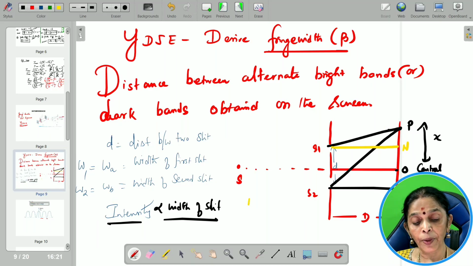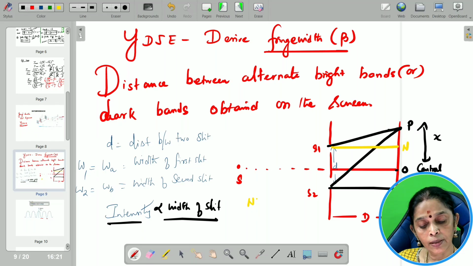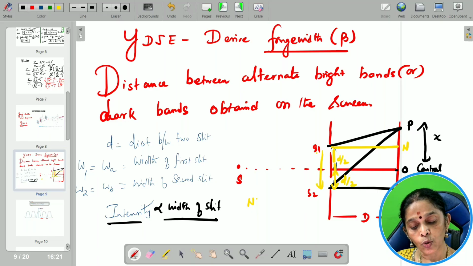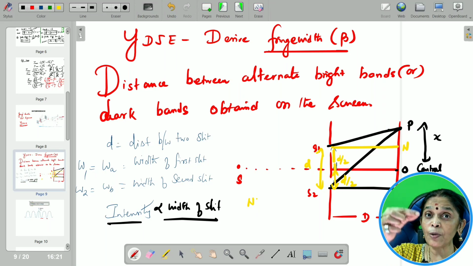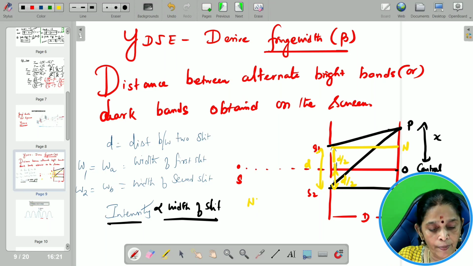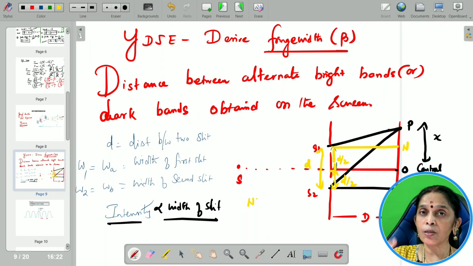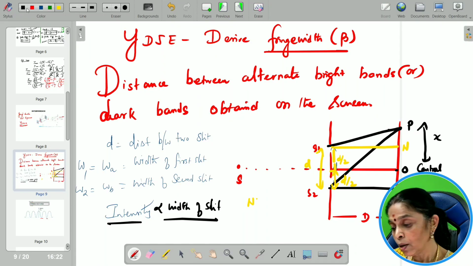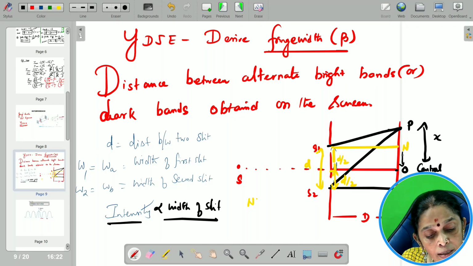So, what is the N to P distance? The distance between S1 and S2 is d. So, what is the distance from S1 to the central point? That is d by 2. From the central point to S2, that is also d by 2. So now, what could be the answer here?